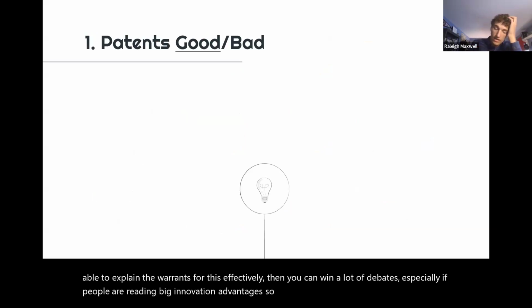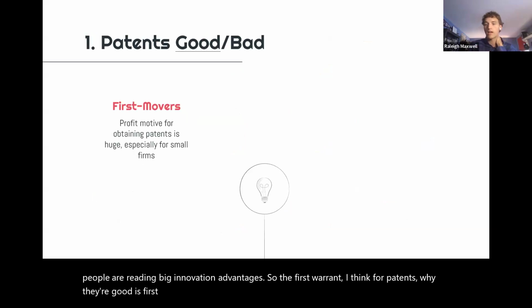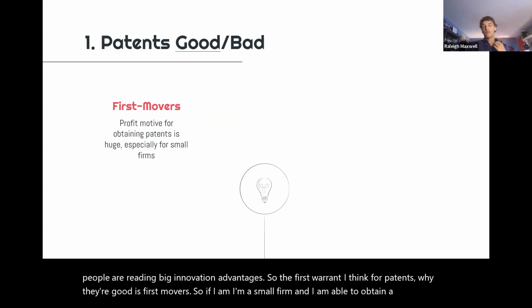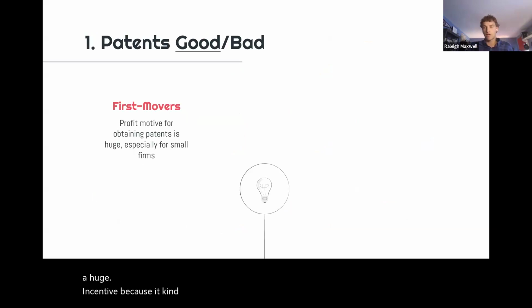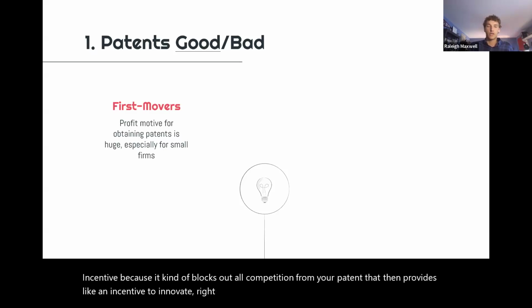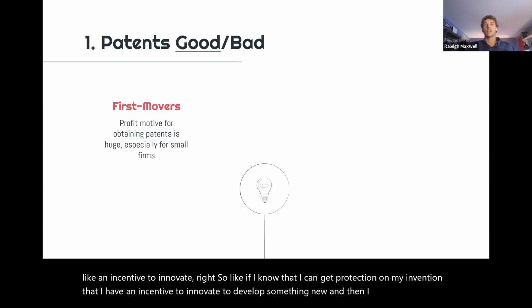So the first warrant, I think, for why patents are good, is first movers. If I'm a small firm and I am able to obtain a patent, that will give me 20 years to have exclusive rights to use that patent to sell products, which is a huge economic incentive because it blocks out all competition from your patent. That then provides an incentive to innovate, right? If I know that I can get protection on my invention, then I have an incentive to develop something new, and then I get protection on it, so then I can sell it.